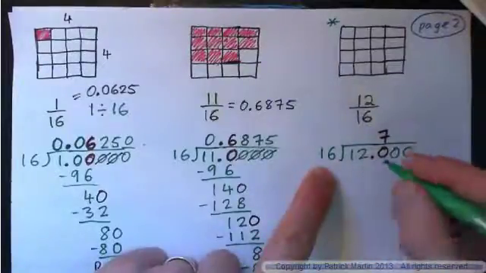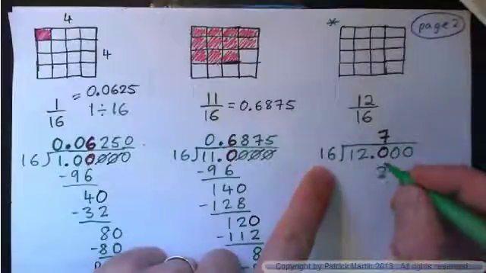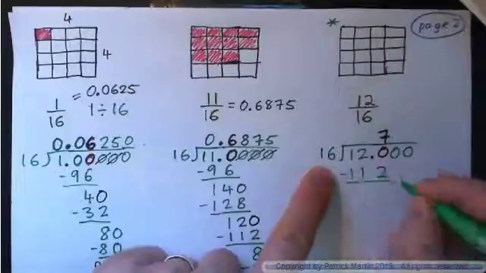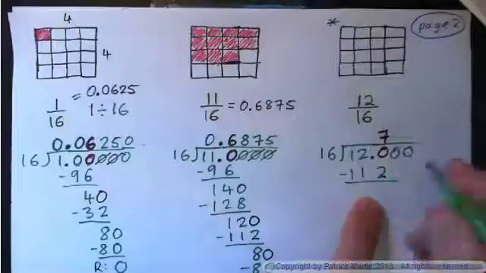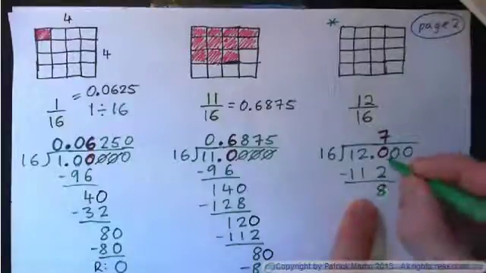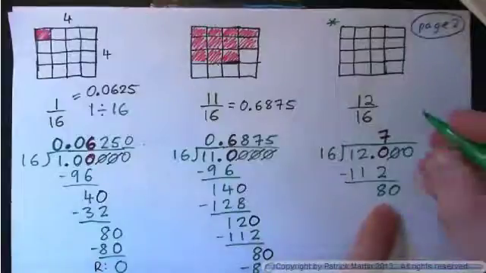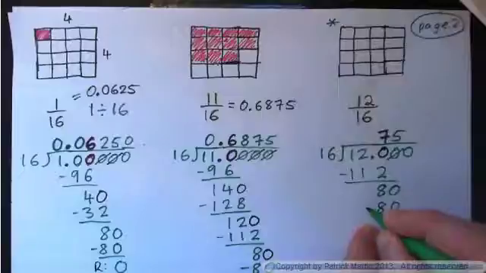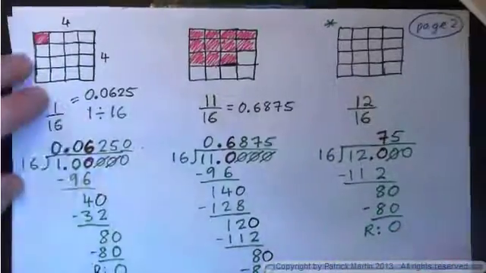7 times 6 is 42, and 7 times 1 is 7, and 4. I carry the 4, so that's 11, right? And then subtract 120 minus 112 should have given you 8. Bring a 0 down, and now 16 into 80 goes 5 times. 5 times 16 is 80, and I subtract, and I get remainder 0. So I'm done.